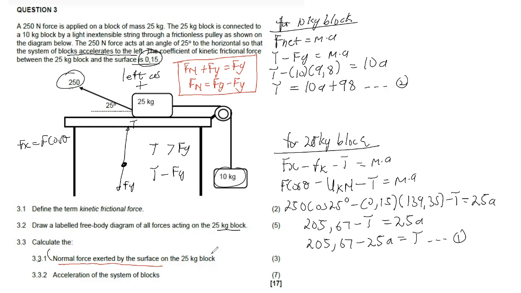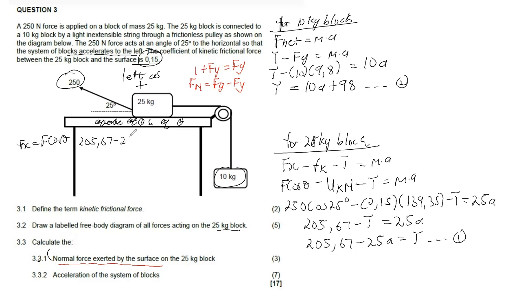Now we do understand that at this point, we need to equate the two equations to find our solution. So let me just continue here. Then I will say equate equation 1 and equation number 2. So equate equation 1 and equation 2. Right, so now I have the 205.67 minus 25a is equals to 10a plus 98.